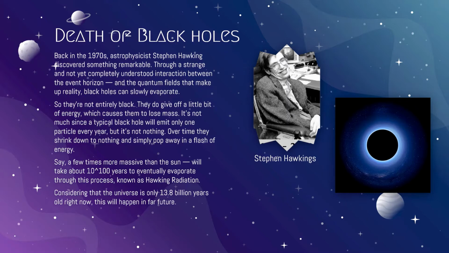A black hole a few times more massive than the Sun will take about 10 raised to the power 100 years to eventually evaporate through a process known as Hawking radiation. Considering that the universe is only 13.8 billion years old right now, this will happen in the far future.